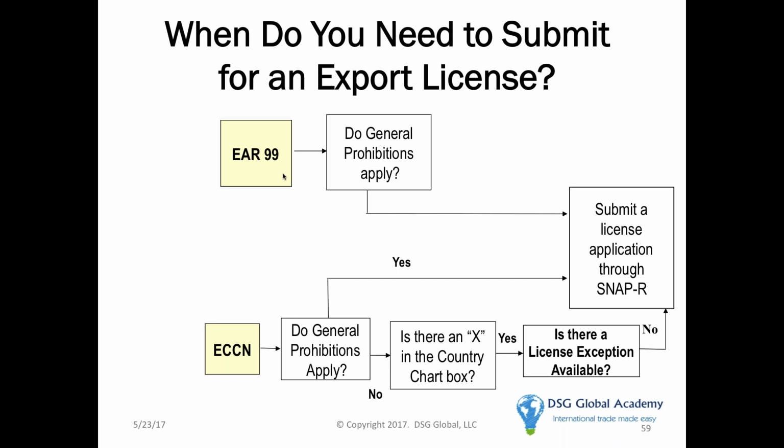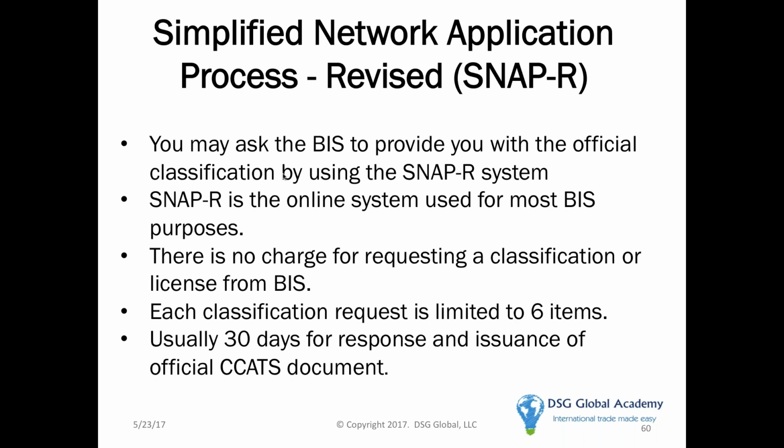Export licenses take a minimum of 30 days. It could go up to 40. So I tell people to keep at least a 45-day window if you need an export license. You apply using the SNAP-R process, which is their online platform. No charge, and you can submit up to 6 items on SNAP-R. So, if you ever need export licenses, please register and use this system. It's very efficient.